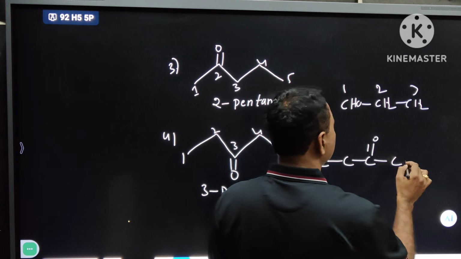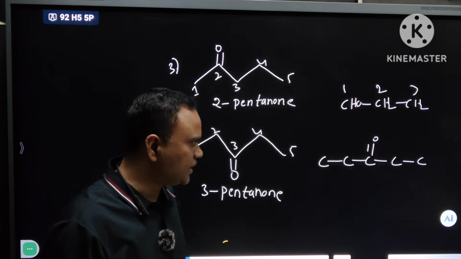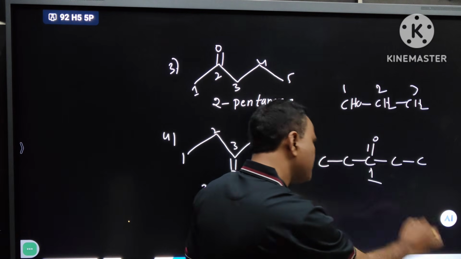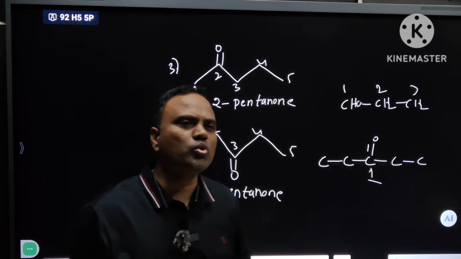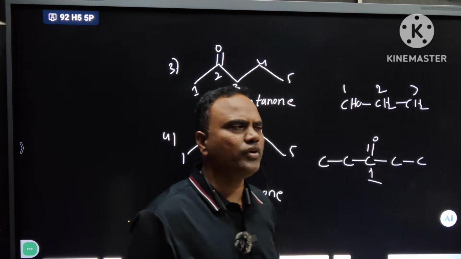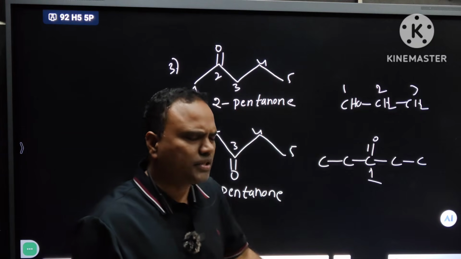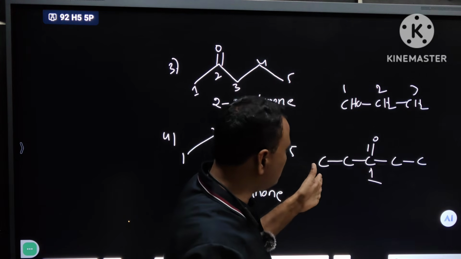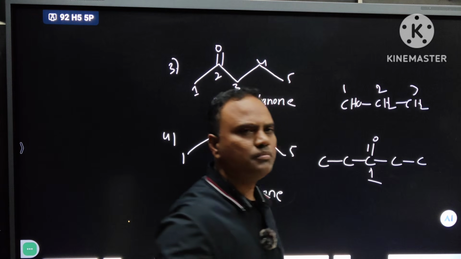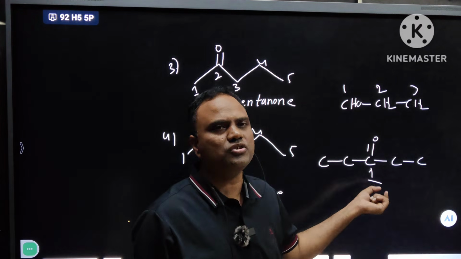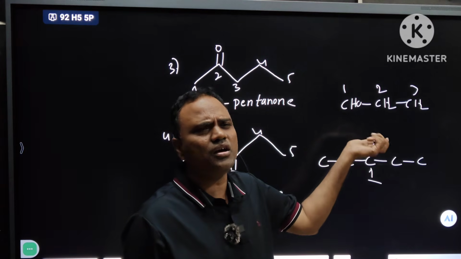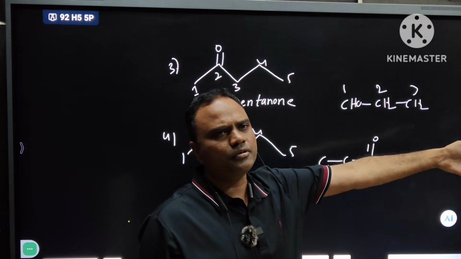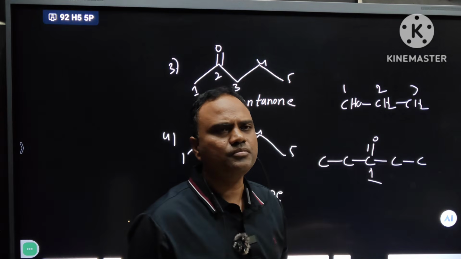In case of ketone, the numbering is either from this end or this end only, not like that. That is the rule, right? With practice you will get it. Clear? For ketone you should start from this end or this end, because this is an internal functional group, not terminal. Aldehyde is terminal, so you can start from either end. But this is an internal functional group.